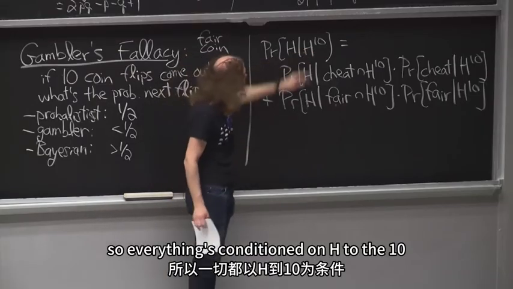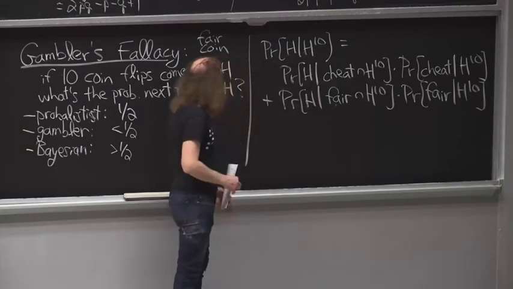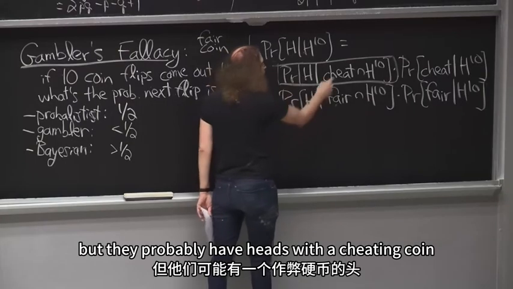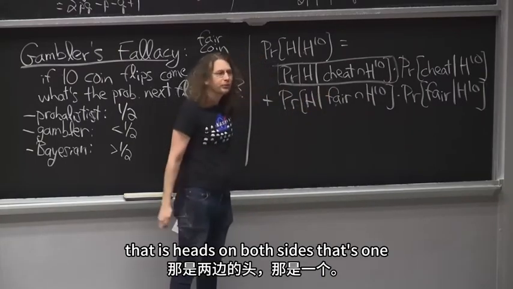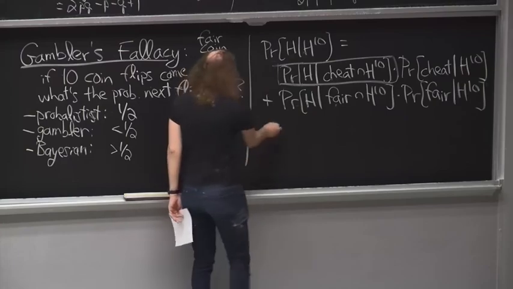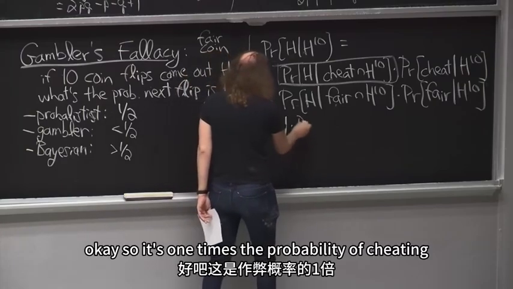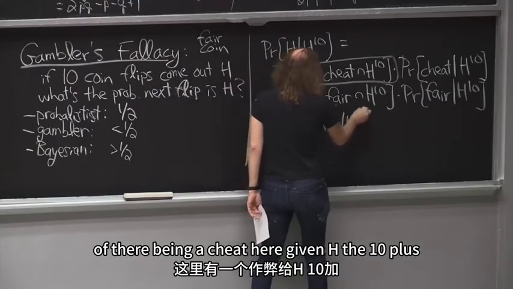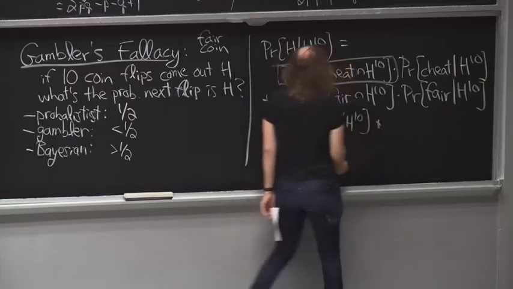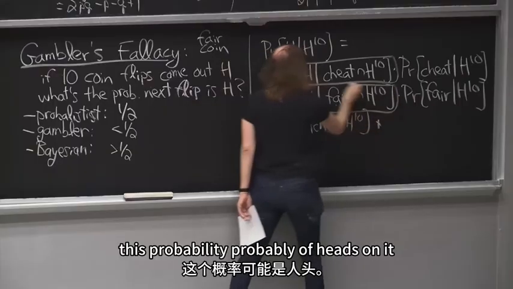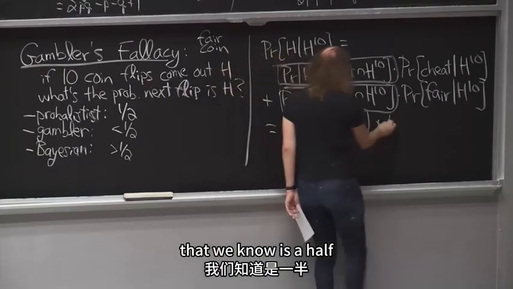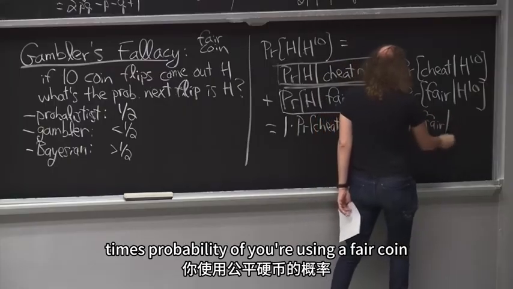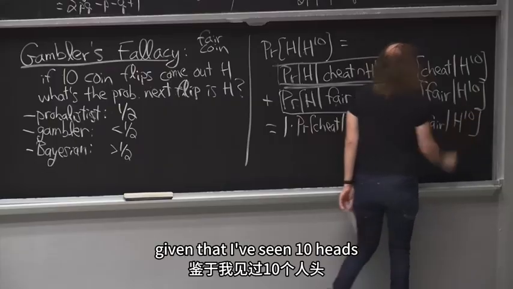So everything's conditioned on h to the 10. And so you can write this out. And we actually know what these are. They look ugly. But the probability of heads with a cheating coin that is heads on both sides, that's 1. So it's 1 times the probability of cheating, given h to the 10, plus the probability of heads with a fair coin, that we know is a half, times the probability you're using a fair coin, given that I've seen 10 heads.